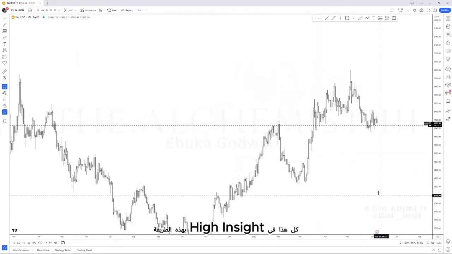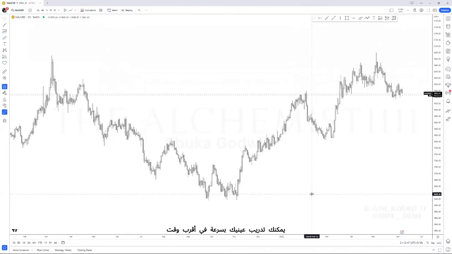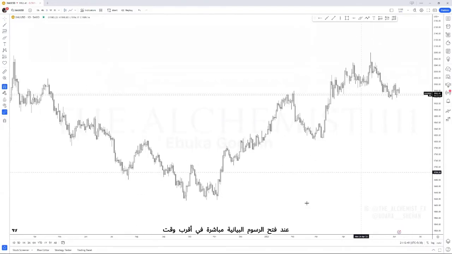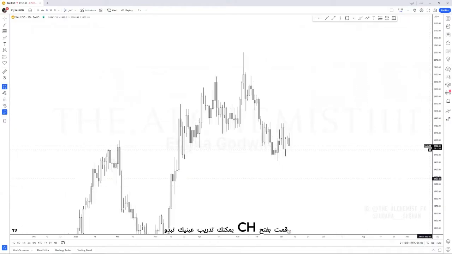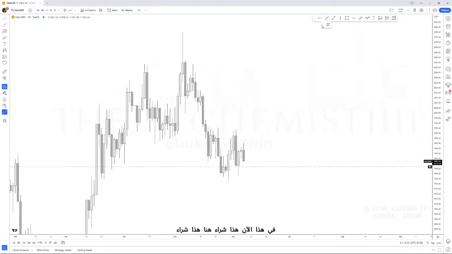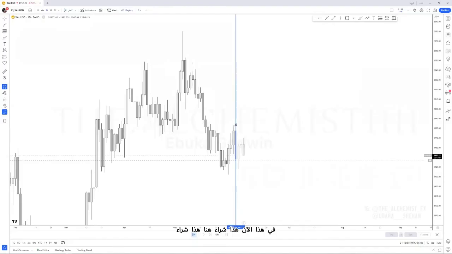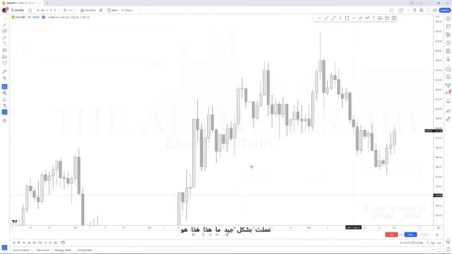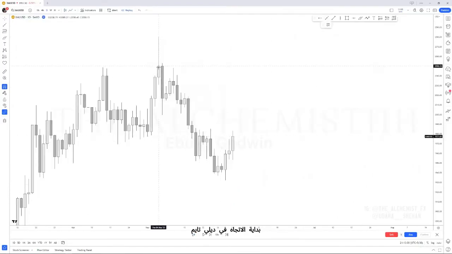I'm showing you all of this in hindsight, so that way you can quickly train your eyes as soon as you open the charts, right? As soon as you open charts, you can train your eyes. Look at this. Now, this buy in here. This buy worked out fine. What is this? This is the start of the trend on the daily time frame, right? You can connect the points.